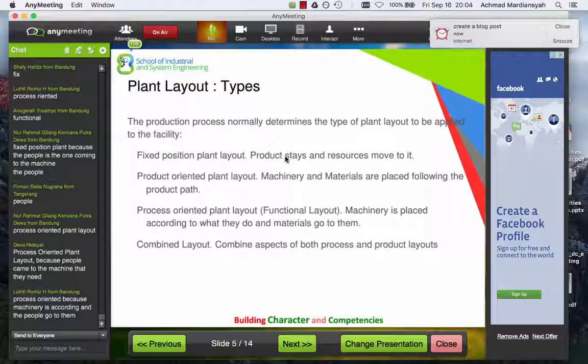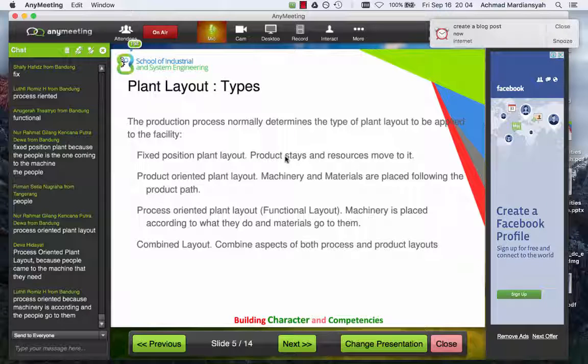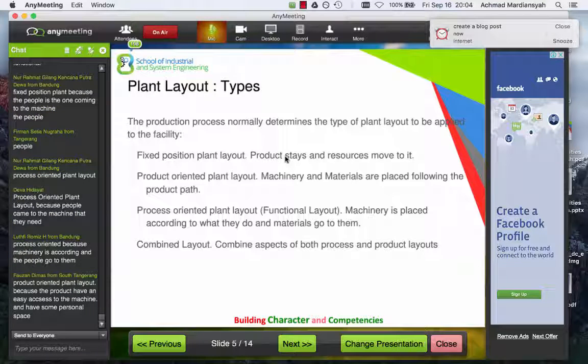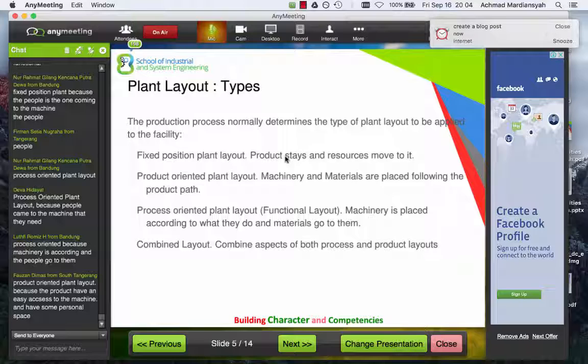Okay, so process means you want to process. So you want to process your upper body, you want to process your midsection, or you want to process your lower body. Yeah, so product oriented. So you are moving from one station to the other. And then it can also be product oriented or process oriented. So machinery is placed according to what they do. So I think process is much better, or functional.